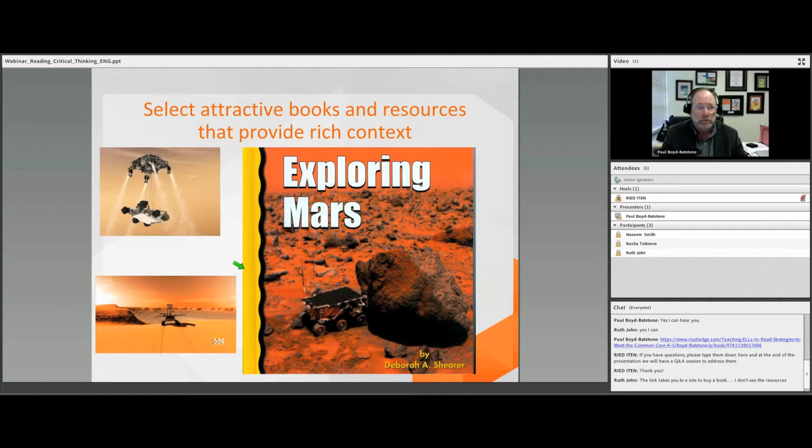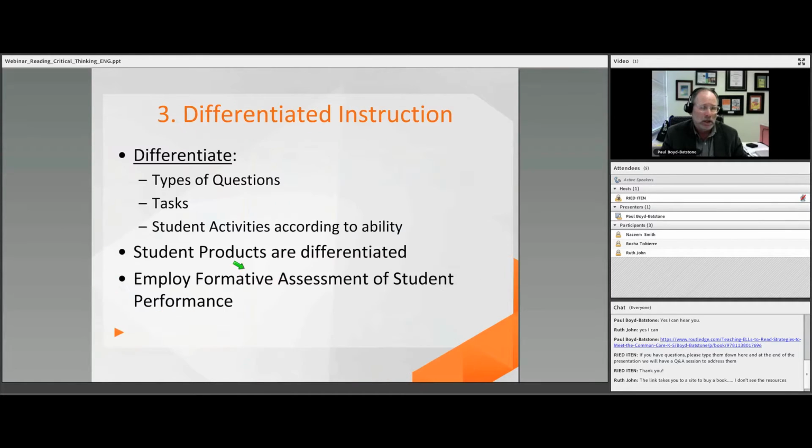Let's continue. Another way that we enrich context is by using vivid resources. For example, here, Deborah Shear provided this wonderful book on exploring Mars, and it's full of vivid illustrations and wonderful pictures that are highlighted that help students understand what's being talked about. Anytime that we can provide attractive resources, we're in really good shape. I'll be getting more into that when we get into a lesson here.